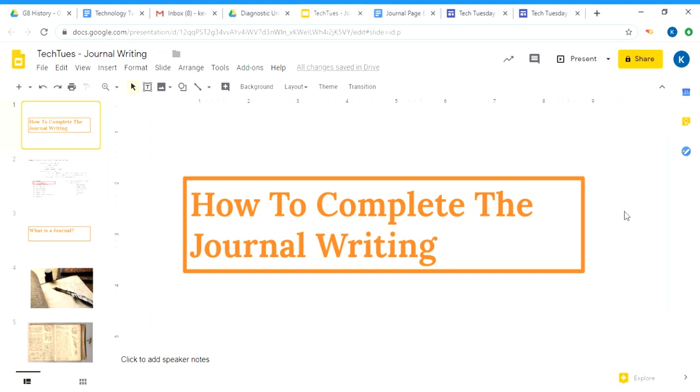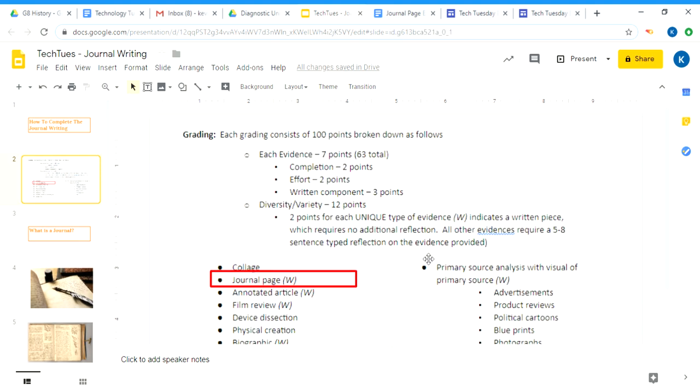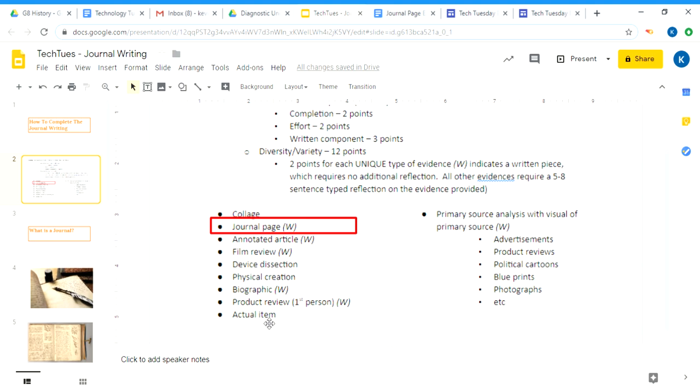Okay guys, I wanted to show you another of the writing components that you can do for your Tech Tuesday portfolio. In the assignment sheet that Mr. John showed us in the first week, you see we have many of the different options, and I'm going to talk about this one, the journal page.